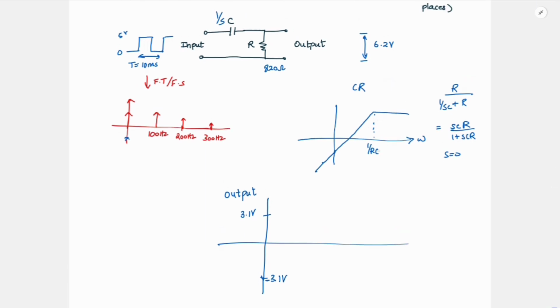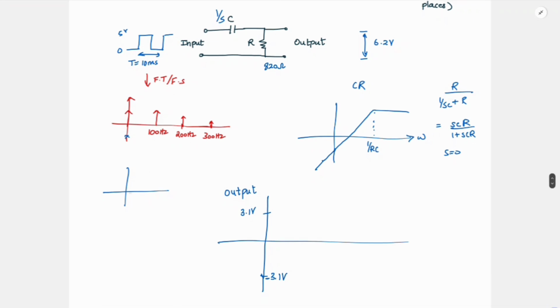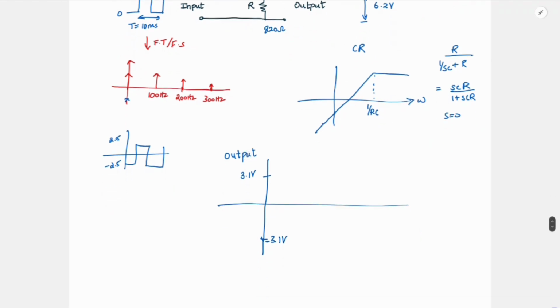So now depending on where this 1 by RC occurs, some of these may also get filtered, right? So let us say all of these frequency components come at the output. Nothing is filtered, only the DC is filtered. Then how will the waveform look like? So it will have the same peak to peak, right? But only the DC component will be 0. So it will be switching between minus 2.5 to 2.5. This is when all of the frequency components come into picture.